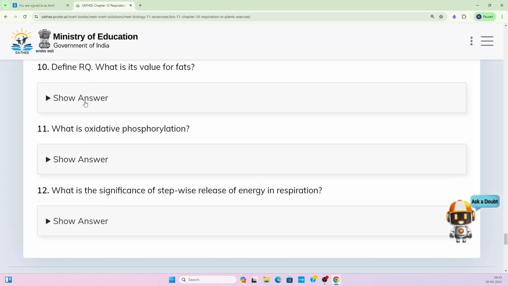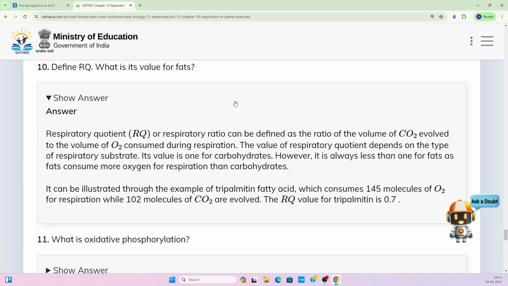Here comes the next question: define RQ. What is its value for fats? First let us understand what RQ, the respiratory quotient, is. The respiratory quotient, or respiratory ratio, is defined as the ratio of the volume of CO2 evolved to the volume of O2 consumed during the process of respiration.